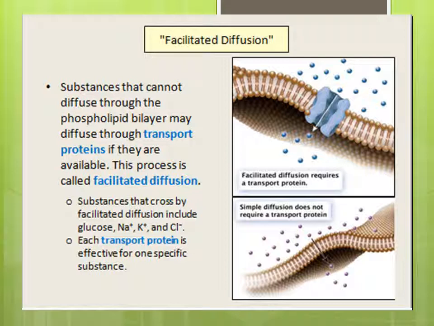Okay, substances that cannot diffuse through the phospholipid bilayer may diffuse through transport proteins. Remember, we showed the green picture with the green proteins that went all the way through? If they're available, this process is called facilitated diffusion. Substances that cross by facilitated diffusion include glucose, sodium, potassium, and chlorine. Each transport protein is effective for one specific substance. So the protein that will transport potassium won't transport sodium, and vice versa.